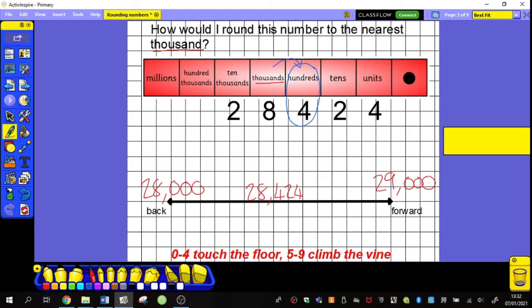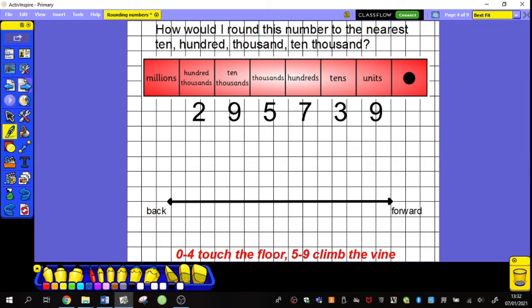Now, 0 to 4 touch the floor. I've obviously got a 4 in my hundreds column, so I know that my 28,424 is going to round back to 28,000. So I'm going to circle that one there. Let's have a look at another one.